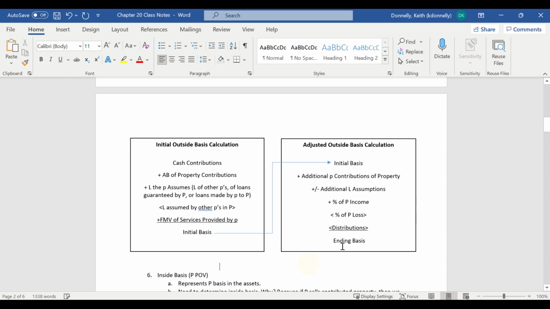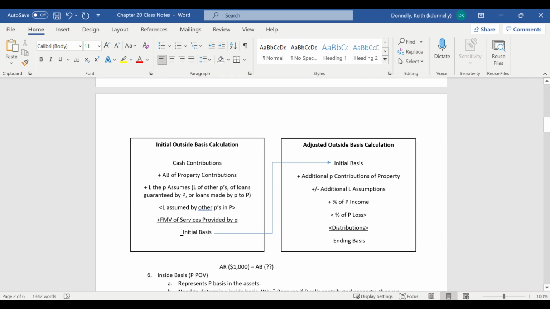Again, why we care about it is if we sell our partnership interest. We know it's amount realized minus adjusted basis. The amount realized is easy to figure out; it's whatever they paid us for it. The adjusted basis is a little bit more difficult to figure out.